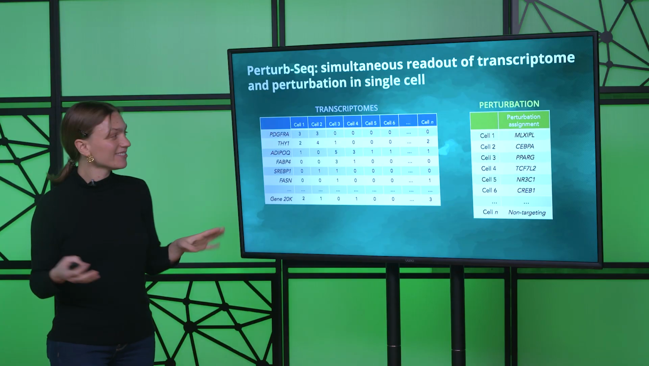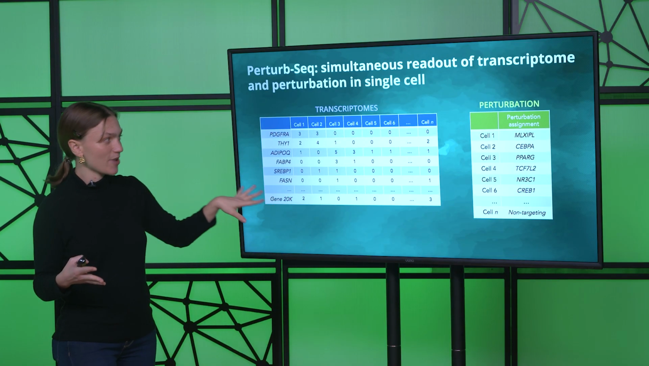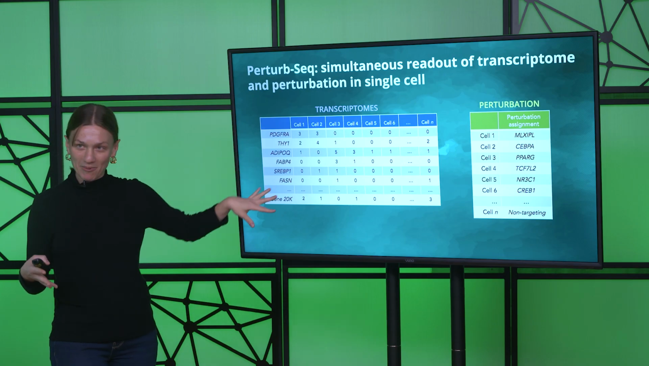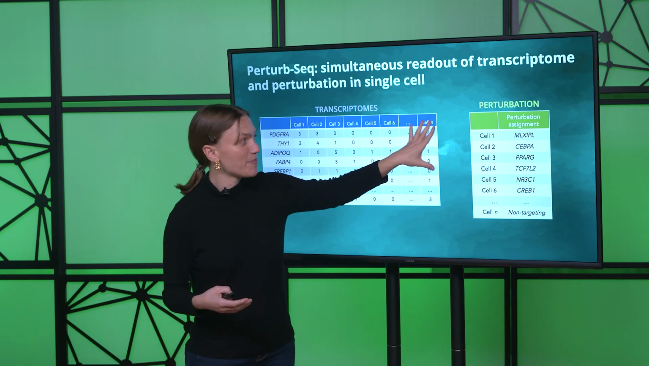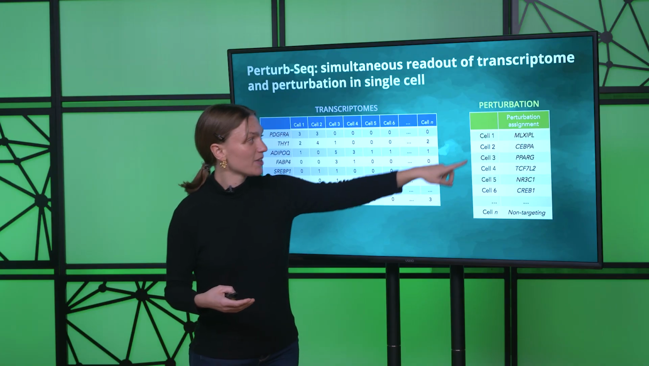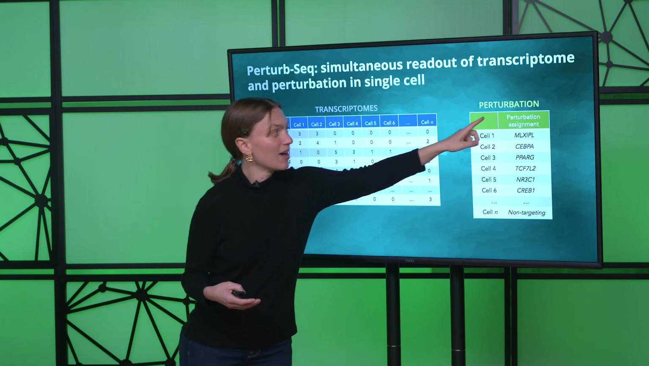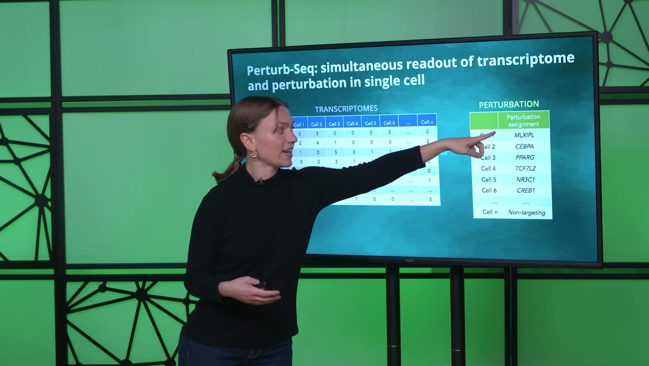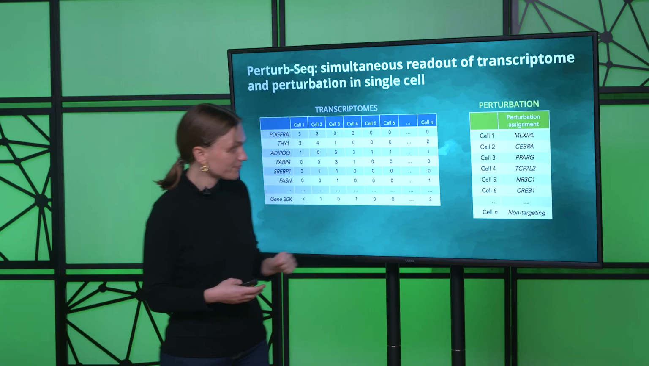And so what's the readout? There are two readouts that you'll get. One is this expression matrix that we're familiar with, hopefully by now. And the second is this perturbation identity matrix that will tell us for each of the cells in the expression matrix whether there was a perturbation, and specifically what gene was perturbed or what gene was knocked out.